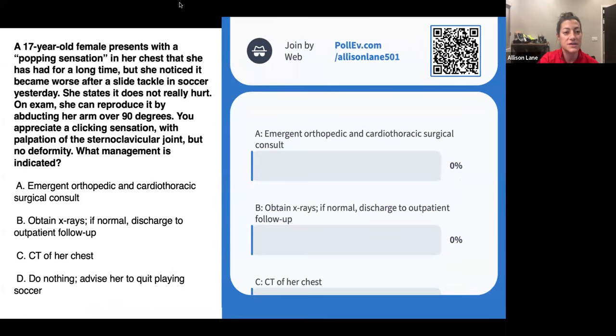Okay, 17-year-old female with a popping sensation in her chest that she's had actually for a long time. She just noticed it got worse after a slide tackle in soccer yesterday. States it doesn't really hurt. On exam, she could reproduce it by abducting her arm over 90 degrees. You appreciate a clicking sensation with palpation of the SC joint, but no deformity. So what management is indicated?